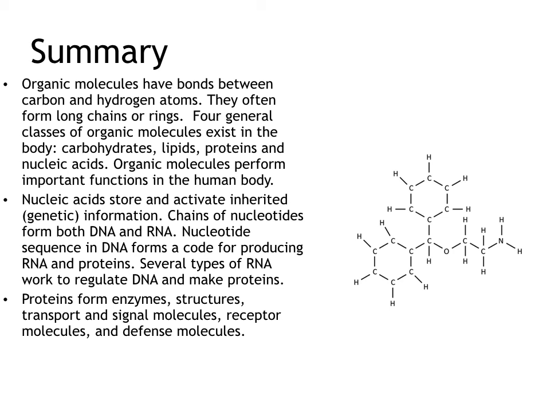Okay, so in summary, organic molecules have bonds between carbon and hydrogen atoms. They often form long chains or rings. There are four general classes: carbohydrates, lipids, proteins, and nucleic acids. And functionally, these are the important molecules in people. Nucleic acids store and activate inherited information. Chains of nucleotides form both DNA and RNA. The nucleotide sequence in DNA forms a code for making proteins, and RNA is useful in that. And then proteins form enzymes, structures, transports, and all sorts of other things.